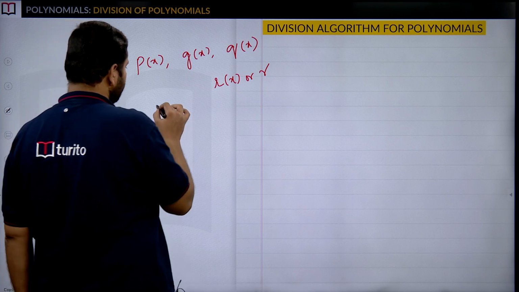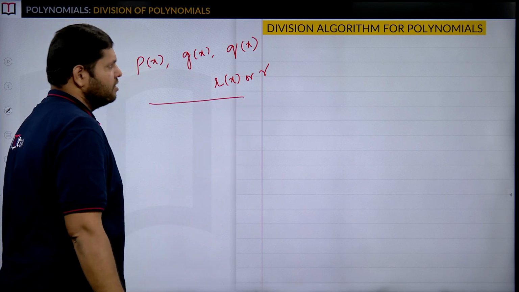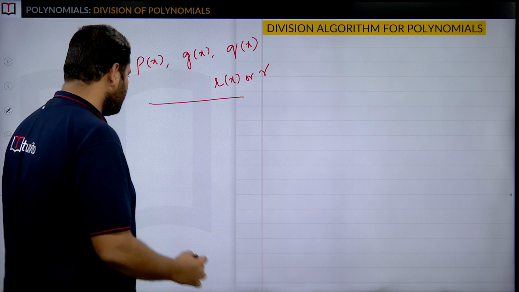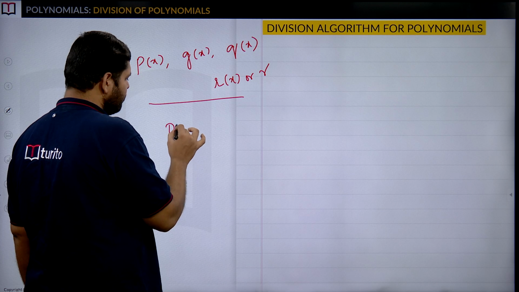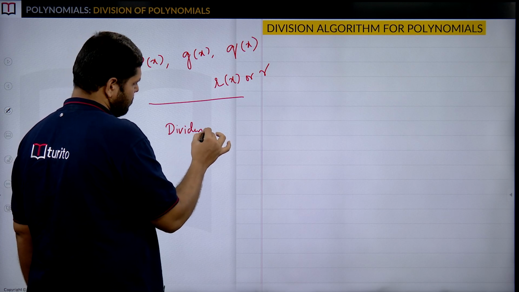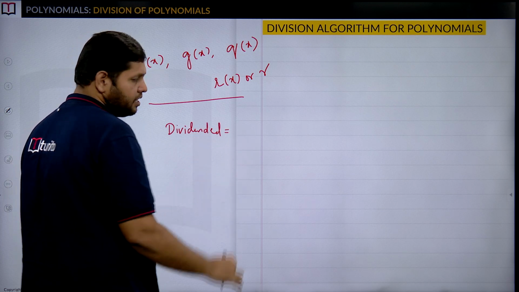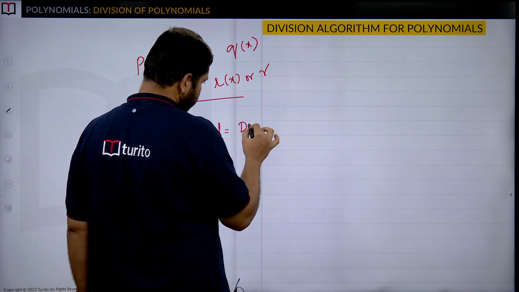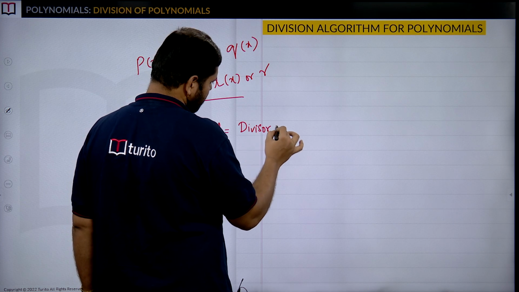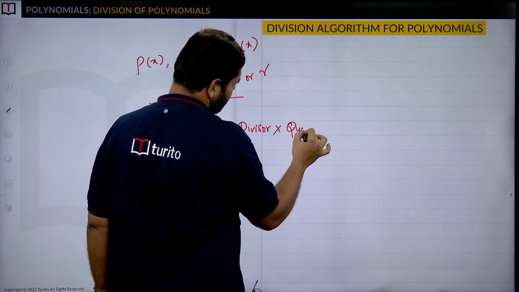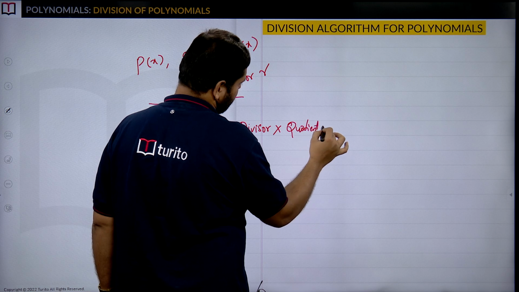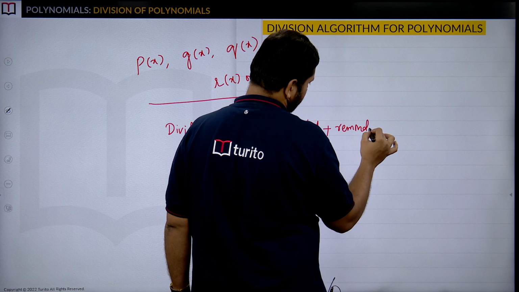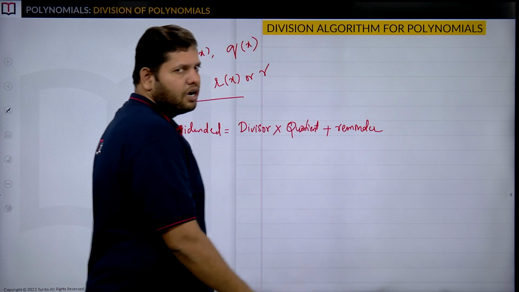Now children, how can we write this by using the division algorithm for polynomials? What can we write, children? Dividend is equal to, tell me children, how we can write it? Divisor into quotient, plus a remainder. So this is what, a division algorithm.